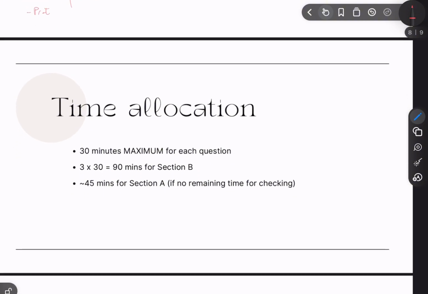For the time allocation, I recommend to spend a maximum of 30 minutes on each question in Section B so that you can get through all 3 questions in this section. This means that you will have a maximum of 45 minutes for Section A. Obviously, you can spend less time for each section so that you have enough time to check, but it's up to you.